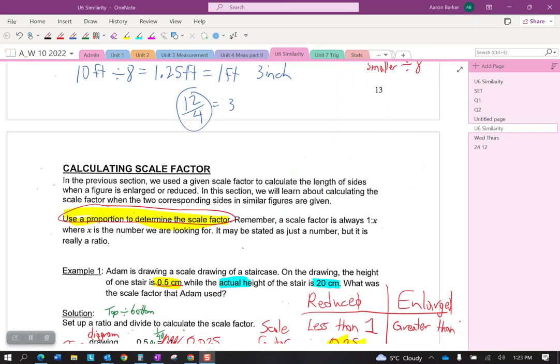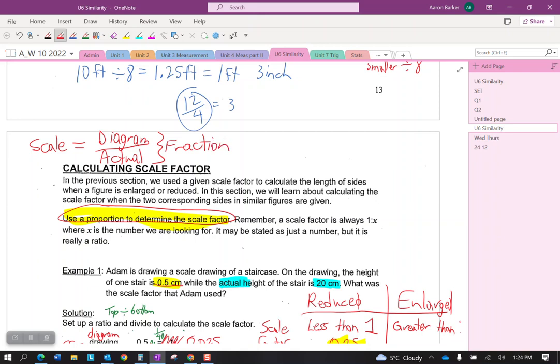So, calculating scale factor. Yesterday we looked at scale factors, or scales. It's your diagram number on top and your actual number on the bottom. And so it could be a fraction. Sometimes when I'm doing this with proportions, I always work with the fraction. I really like the fraction. I find it's the easiest, especially keep in mind the units.